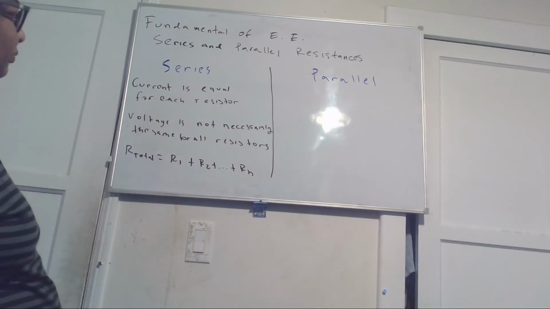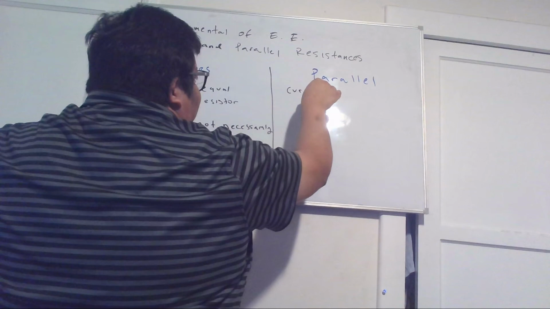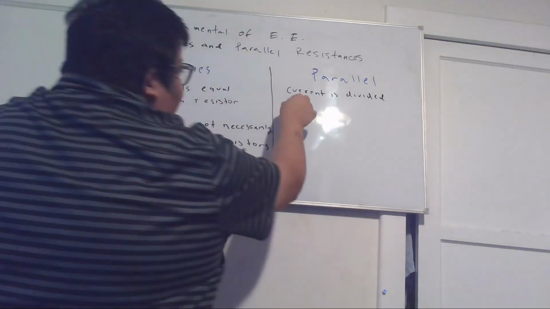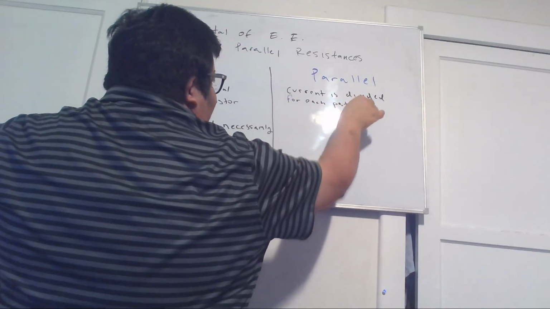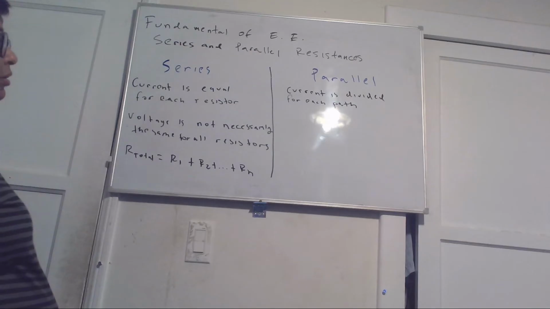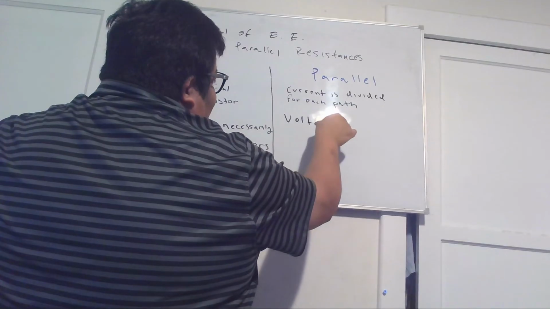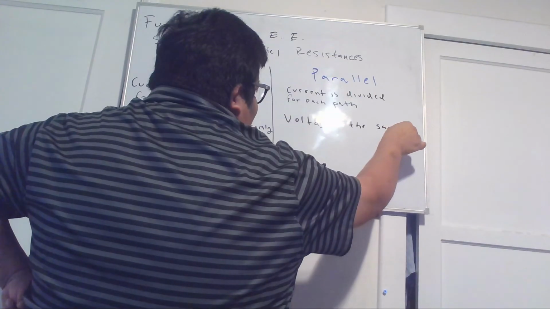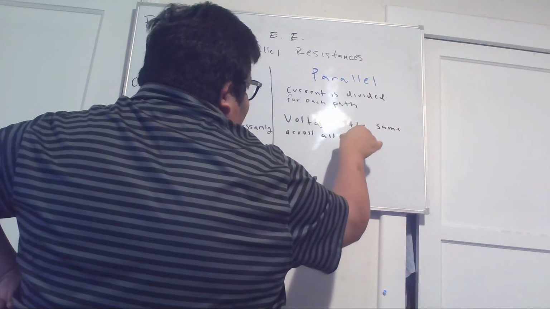Parallel is a little different. For parallel, current is divided, as I said before, for each path. Voltage is the same across all resistances.